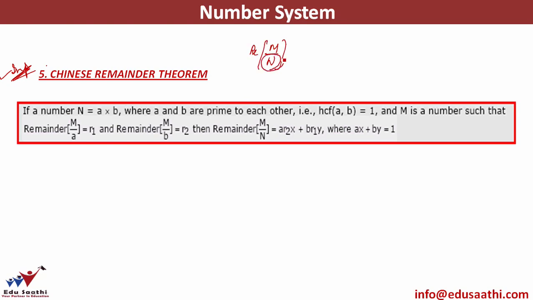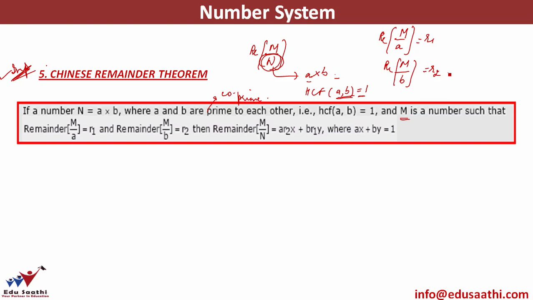Now this number n can be broken down into a into b, where a and b are co-prime to each other. That means the HCF of a and b is coming out to be 1, that I should write here, co-prime, whereas HCF of a and b is coming out to be 1. And m is a number. So what I'll do is I'll try to divide m with a separately, find out the remainder. I'll try to divide m with b separately, find out the remainder. Now the final remainder that I'll get when m is divided by a into b.